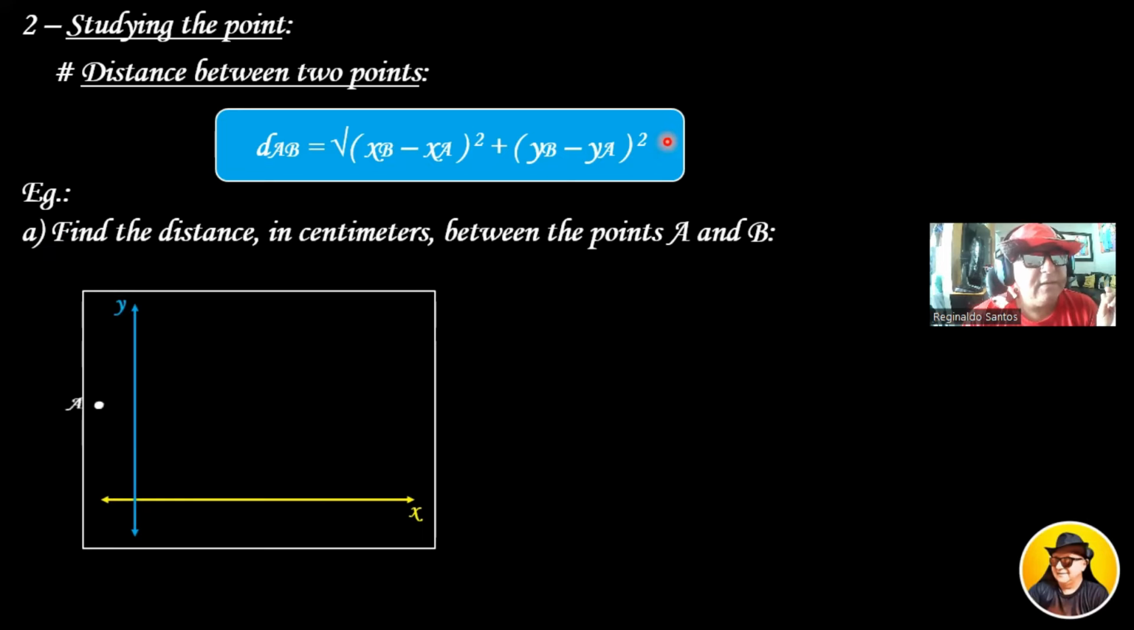Let's draw it. Okay, this is point A. Let's see point B also. And now I want to find the distance between points A and B. Okay, let's take a look here. Now let's see the coordinates of point A and the coordinates of point B.